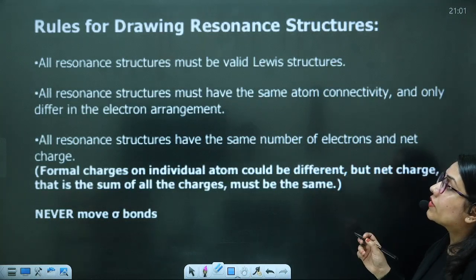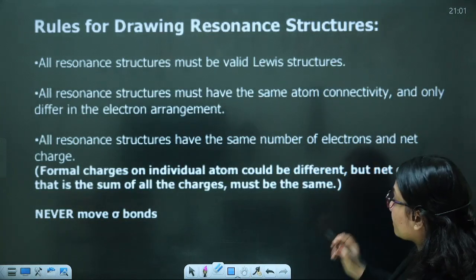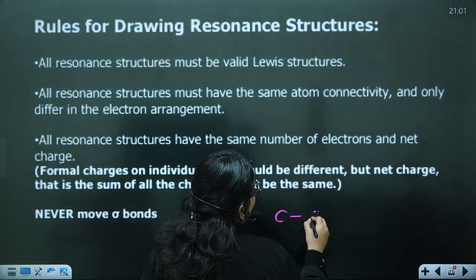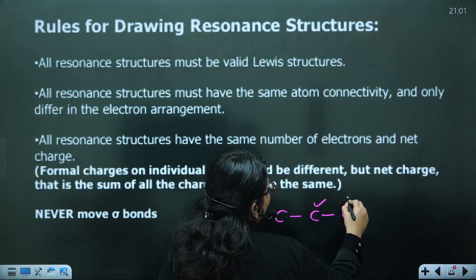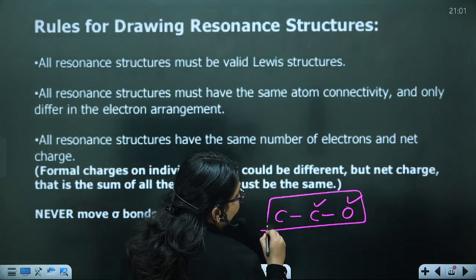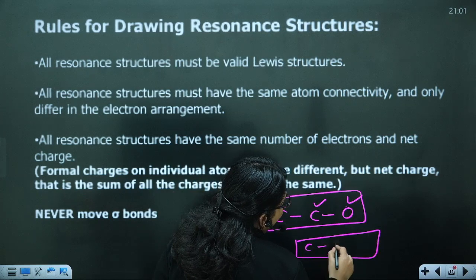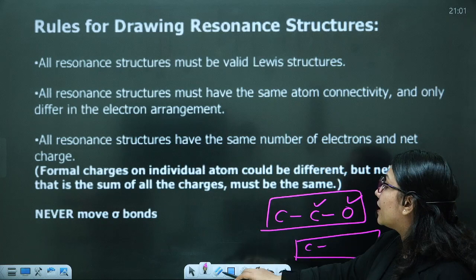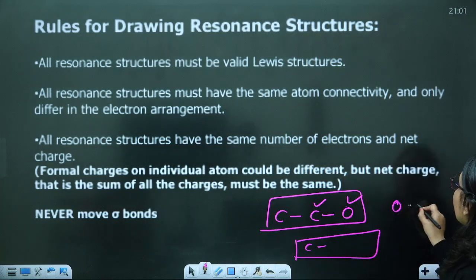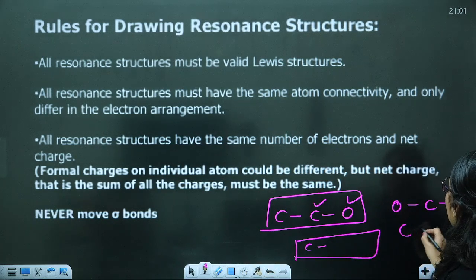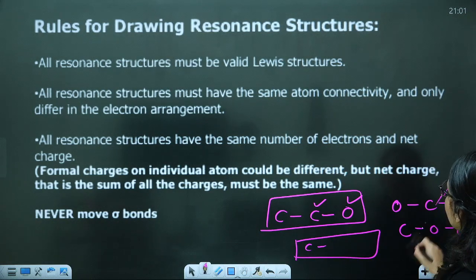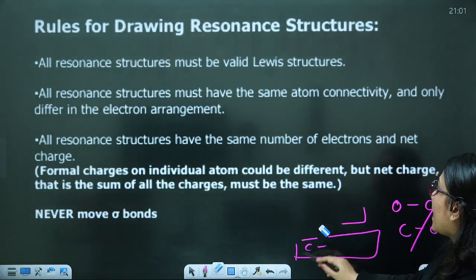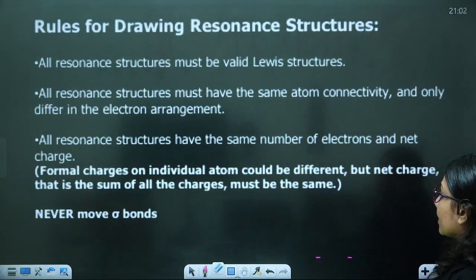Next, all resonance structures must have the same atom connectivity. It means if C is connected to C and then this C is connected to this O, this arrangement will be followed in every single resonating structure which you make. You will not change the connectivity. You cannot change it to COC, or like this, this is wrong. You will always write them in the same order. Atoms will have the same connectivity. Come to the next thing.